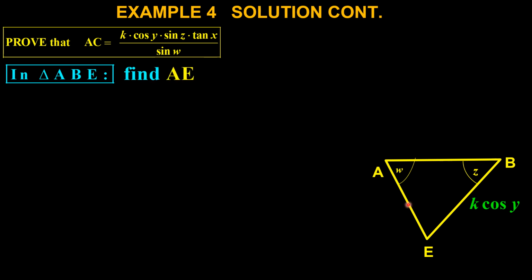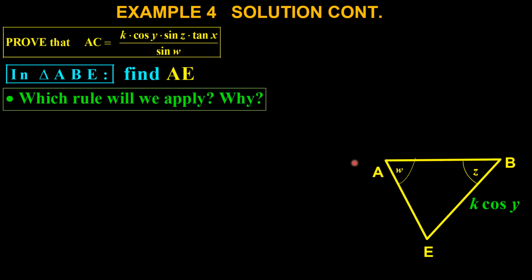Now we want AE. Which rule can we apply? That's correct, we can apply the sine rule, because we've got a side and an angle and an angle. Now let's give you some time to try this on your own. Three minutes: apply the sine rule to work out AE. Pause and try, and then you start again.